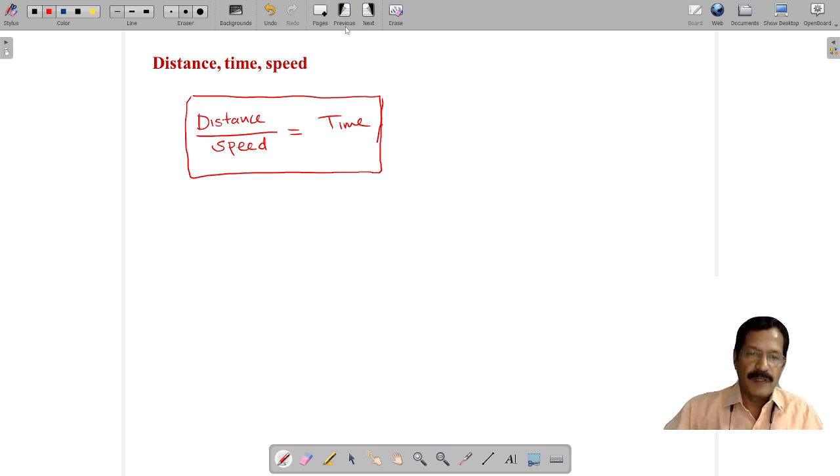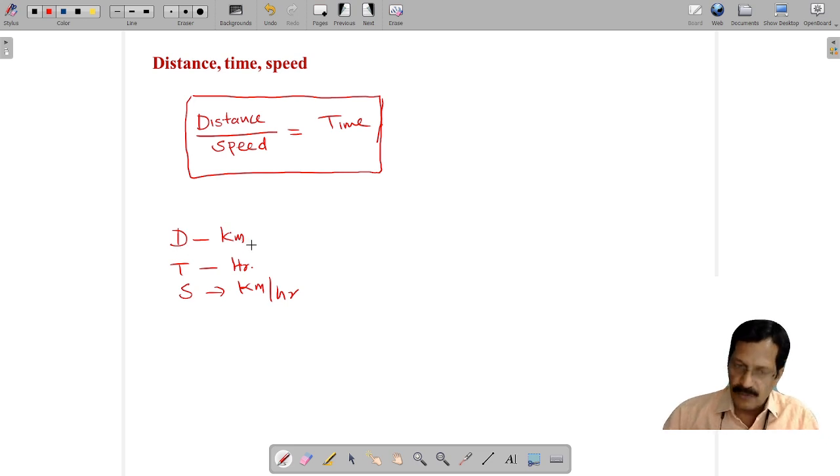Generally, we are taking it this way: distance in kilometer, time in hour, and speed in kilometer per hour. These are the units. Distance unit kilometer, time unit hour, and speed unit kilometer per hour.